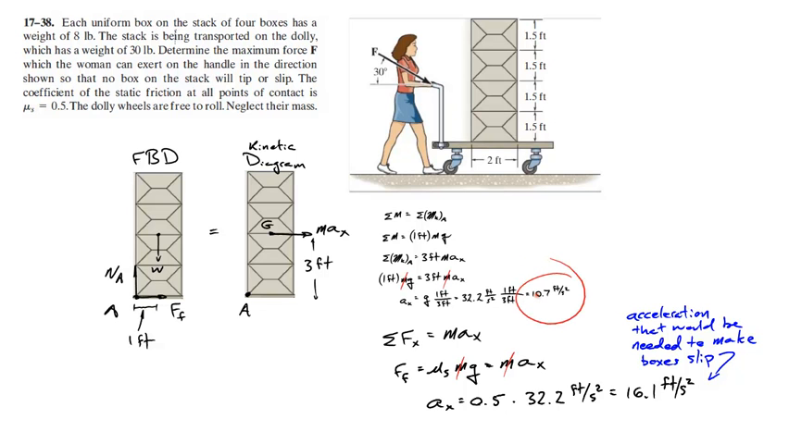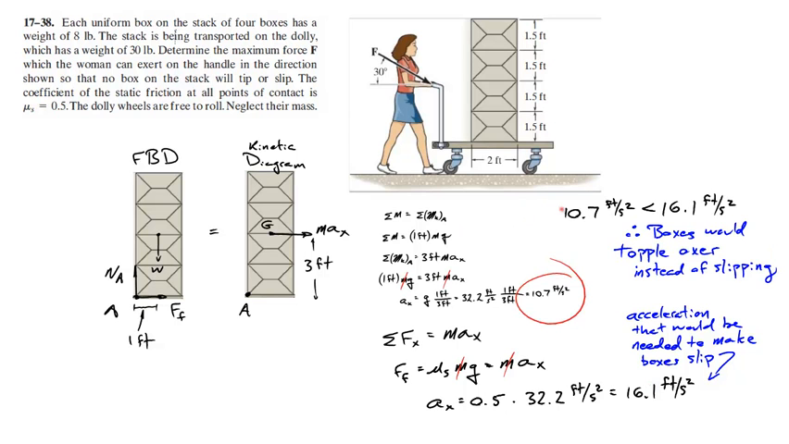We've already determined that the boxes would topple over at an acceleration of 10.7 feet per second squared. So what we can conclude is that the boxes are not going to slip at the acceleration at which they would topple over, because that acceleration is smaller than the acceleration needed to make them slip. So here it is in words: because the acceleration needed to make them topple over is less than the acceleration needed to make them slip, consequently the boxes would topple over instead of slipping at this point.